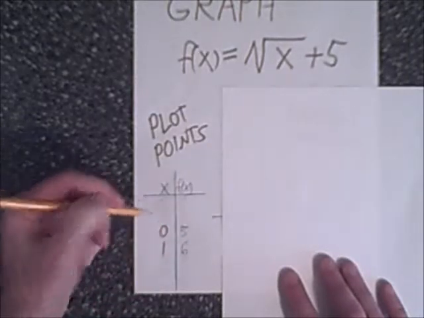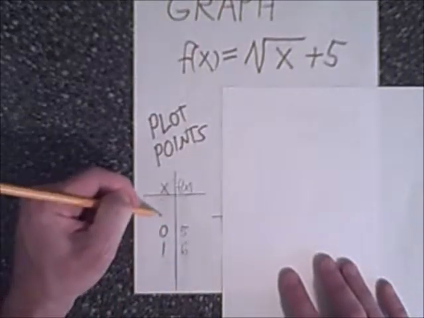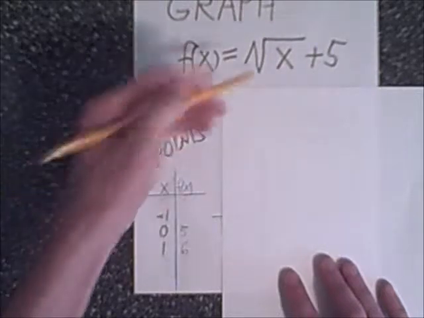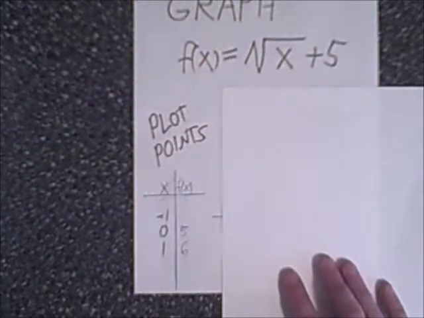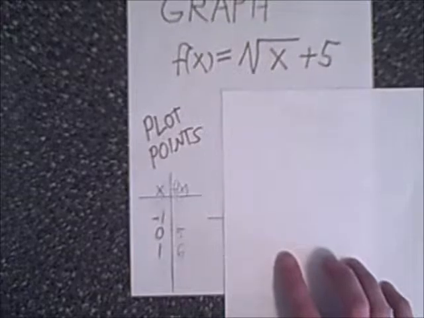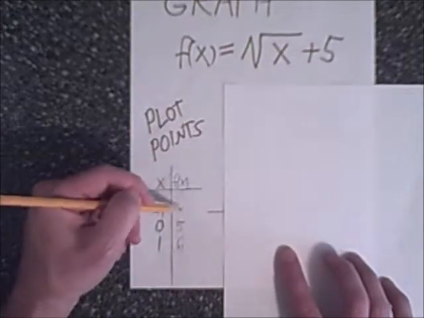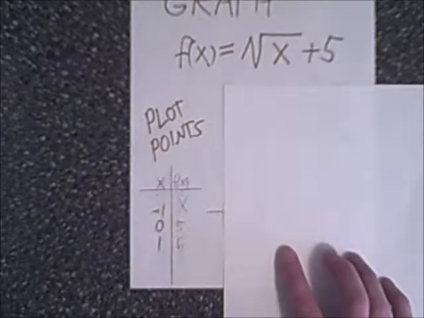Okay. And then I like to go in the other direction, put in some negatives. Okay, if we put in negative 1, we get the square root of negative 1, which is imaginary. And since this graph is going to be only real numbers, we are going to ignore all the negative numbers.